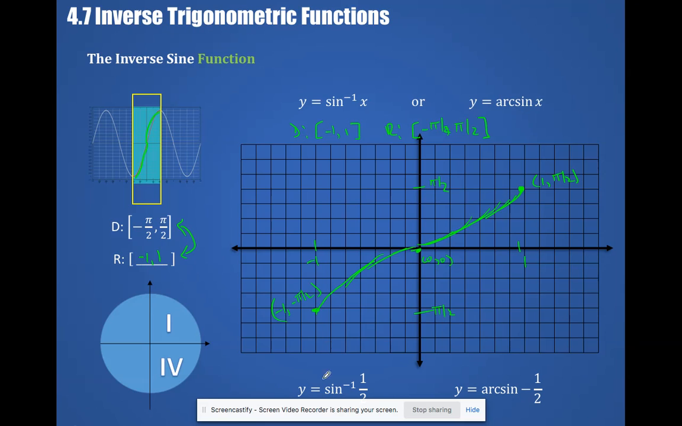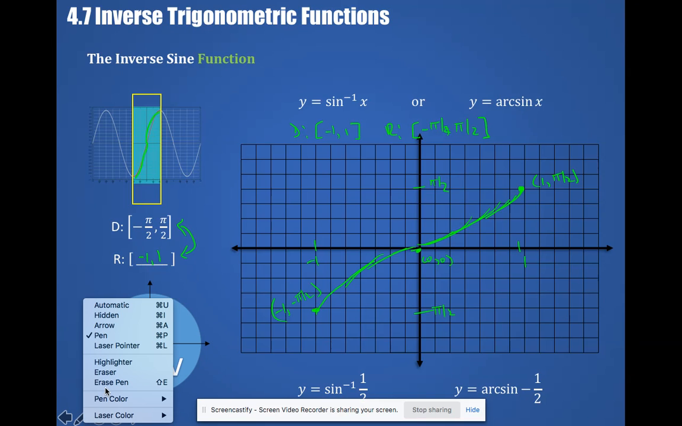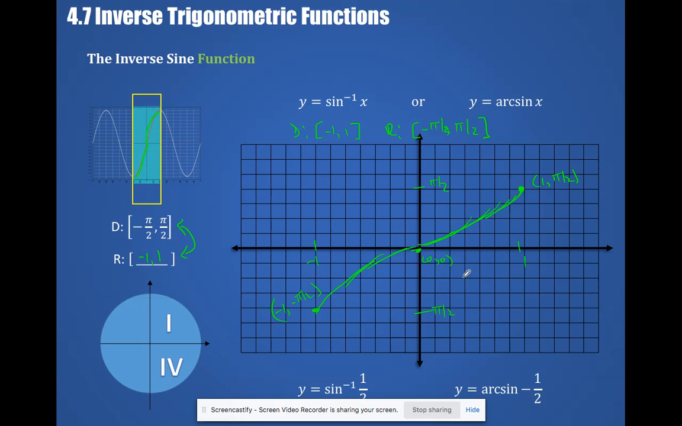And now I can ask you these questions, which I could have asked you before, right? What's the inverse sine of a half is saying who has a sine of a half, positive a half, in my chopped domain. There's only one answer to that. I put in a half and I get π/6. Only one answer. And that's the answer your calculator will give you as well.